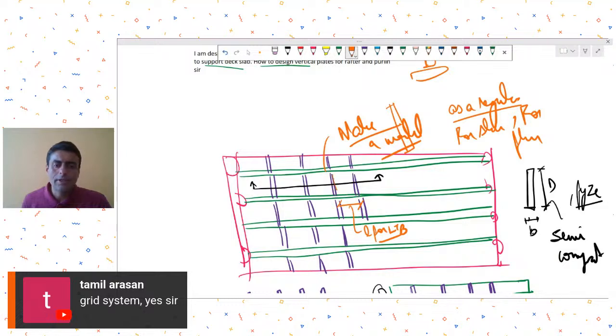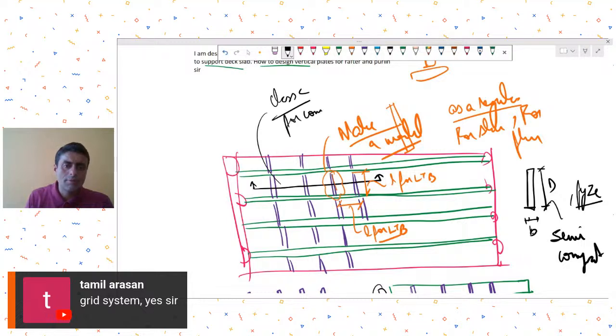For this purple thing, the LTB length can be taken as this. Okay, so this is how you check for flexure. For shear, you see whether it is in shear buckling or shear yielding, and as per that, you find out the shear capacities. And of course, for compression, if there's any compression, you treat it as class C. So in this manner, you can approach this.